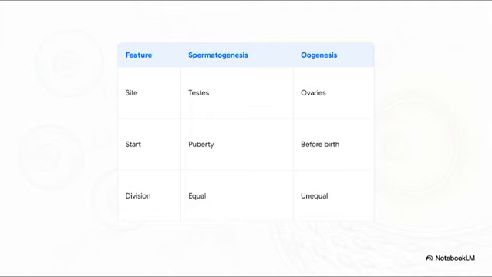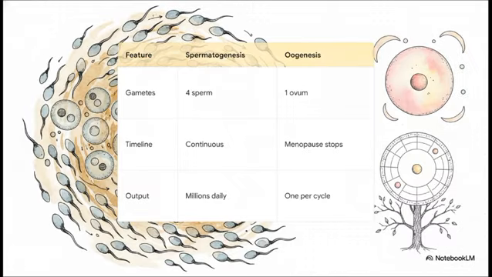Third, cell division. Spermatogenesis features perfectly equal cell division, but oogenesis relies on strictly unequal division to produce polar bodies, preserving all that vital cytoplasm for the egg. Next, just look at the massive difference in output. One primary spermatocyte gives you 4 functional sperm, but one primary oocyte? That gives you just 1 functional ovum.